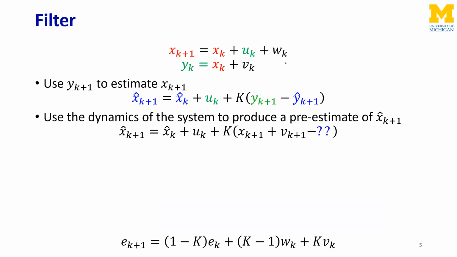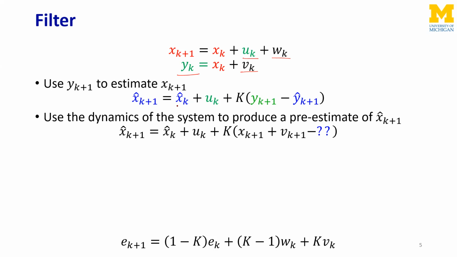We start with a very simple example. We again take a simple integrator, which is driven by this input. We collect this measurement y. The state dynamics is also driven by this noise wk, and our measurement has this error vk. Like I said, a filter uses the output at step k plus 1 to estimate the state at step k plus 1.